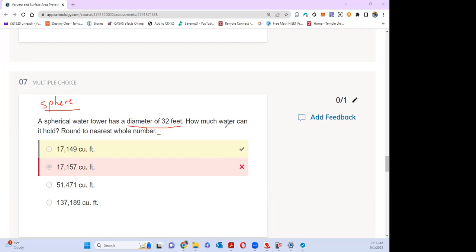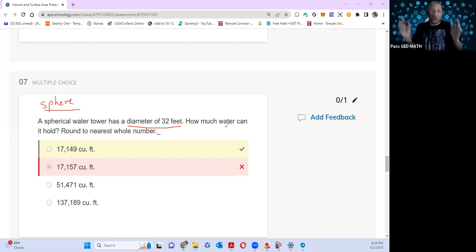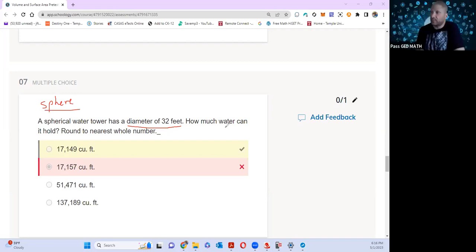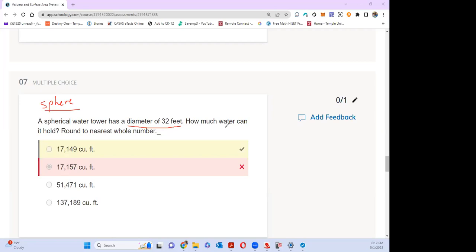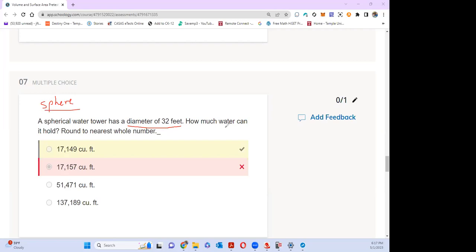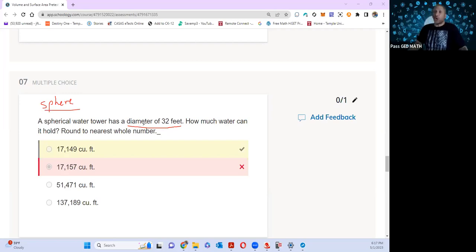How much water can it hold? Now, they didn't ask you for surface area. They didn't ask you for volume. How do you know which formula you're going to get from your formula sheet? The volume, because it says how much water it holds. Volume is how much something holds. It's the capacity. So this is a volume. So if I look on my formula sheet, somebody should have their formula sheet out. How do I find the volume of a sphere?